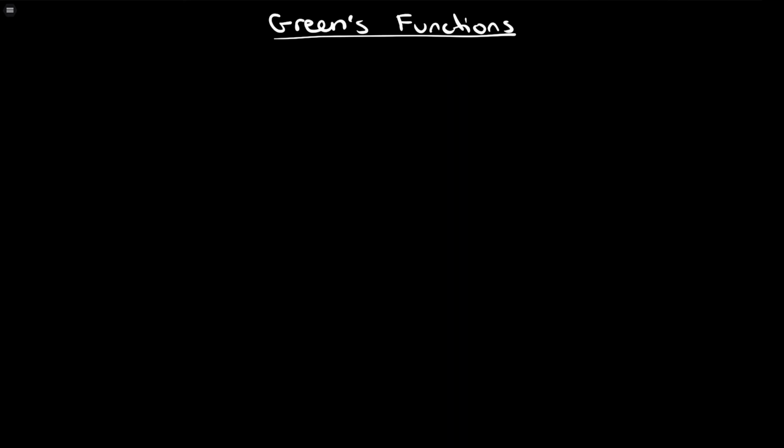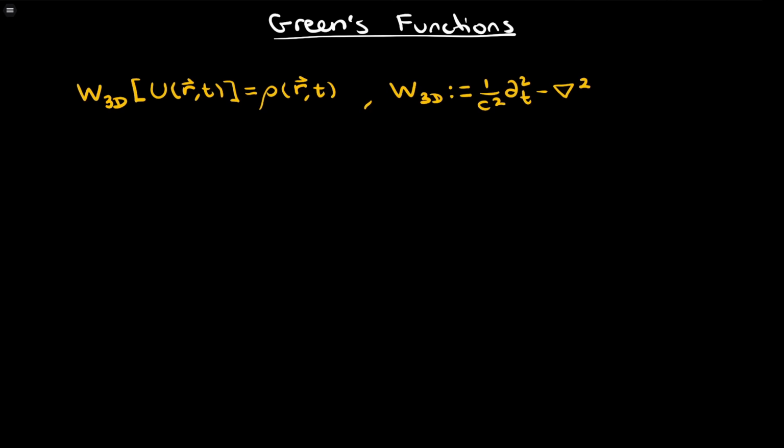So we've been looking at Green's functions for differential equations in one variable. But what about differential equations in multiple variables, such as the three-dimensional wave equation? Here, W3D is the three-dimensional wave equation operator, u is a field, and ρ is a source, and we use r vector as a shorthand to denote the coordinate triplet xyz. Remember that the Laplacian is the differential operator that is d2x plus d2y plus d2z. So this is a differential equation in 4 variables, as opposed to 1.